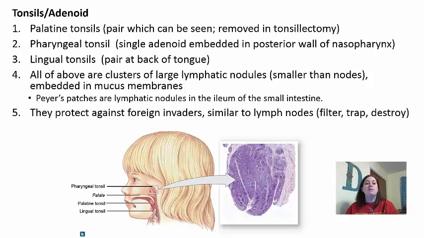Another example of something similar to tonsils or adenoids are Peyer's patches. These are lymphatic nodules that are part of the ileum, the small intestine. They kind of do the same thing though. Whenever they absorb dietary fats and things like that, if invaders are to get in, they try to help take care of that as well. The whole point of your tonsils and adenoids is to protect against foreign invaders, similar to lymph nodes. Their whole purpose is to filter, trap, and destroy whatever comes in.